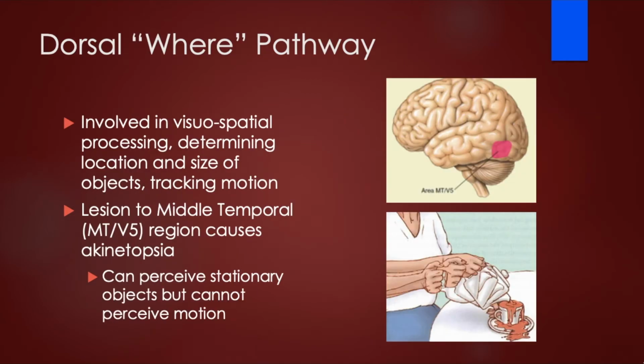The dorsal where pathway is involved in visuospatial processing, determining location and the size of objects, and tracking motion. A lesion to the middle temporal V5 area in the dorsal pathway causes akinetopsia, where a patient can perceive stationary objects but cannot perceive motion. Classically, this produces problems with overfilling coffee cups, as the patient cannot perceive when the cup is about to be full.